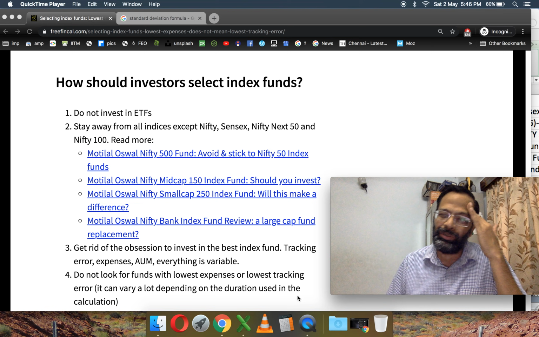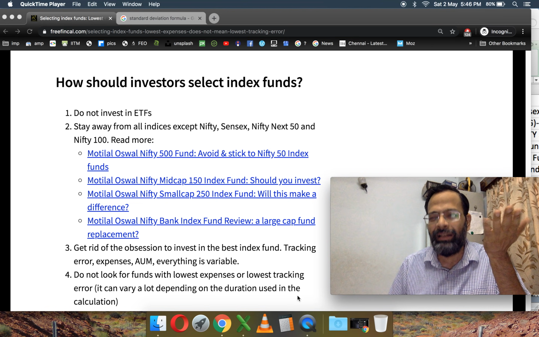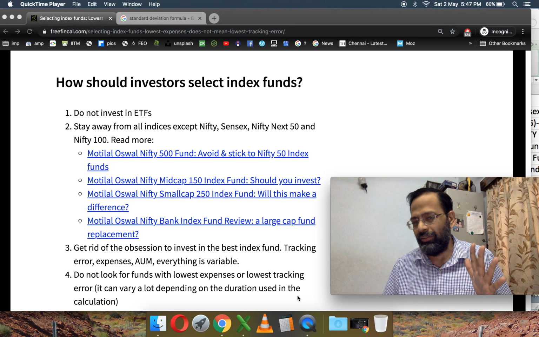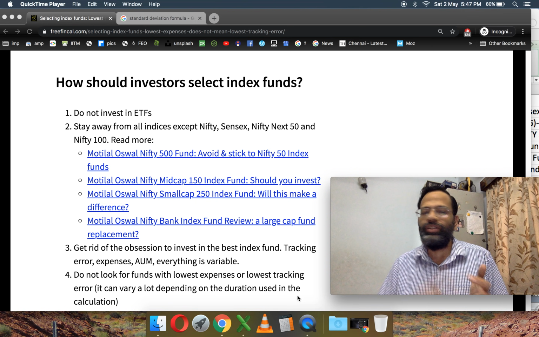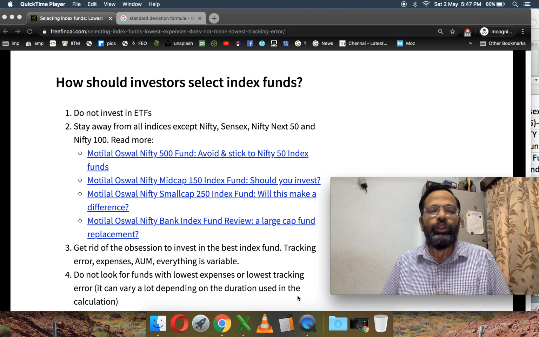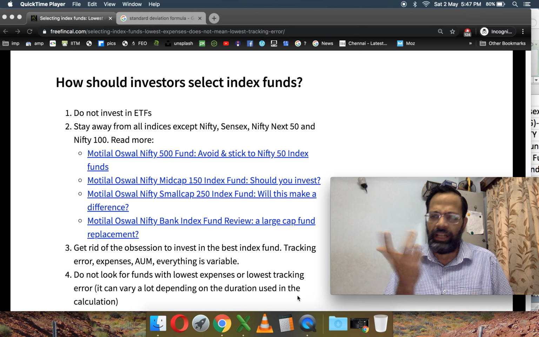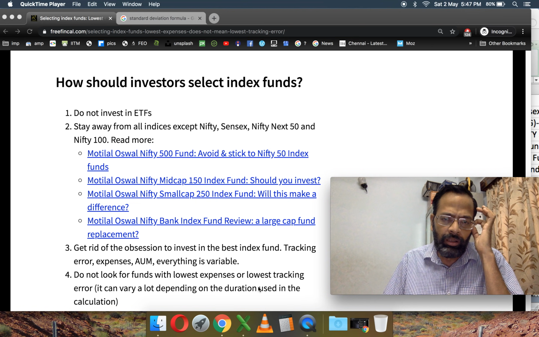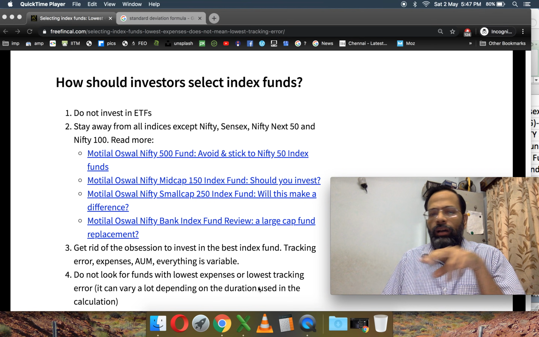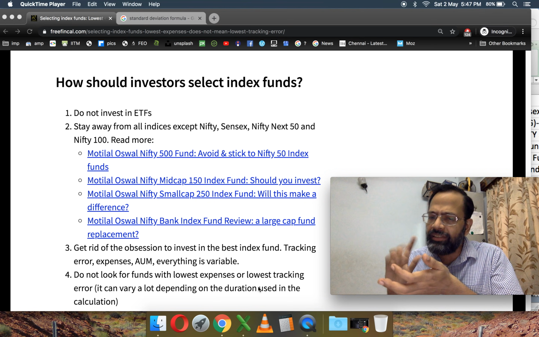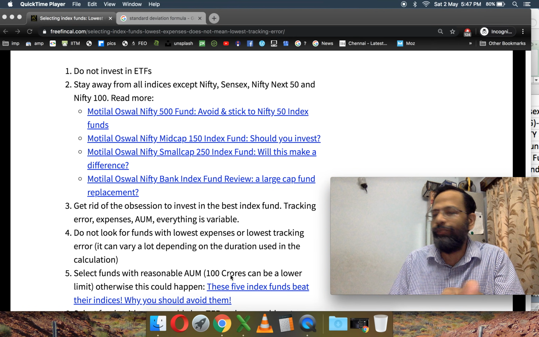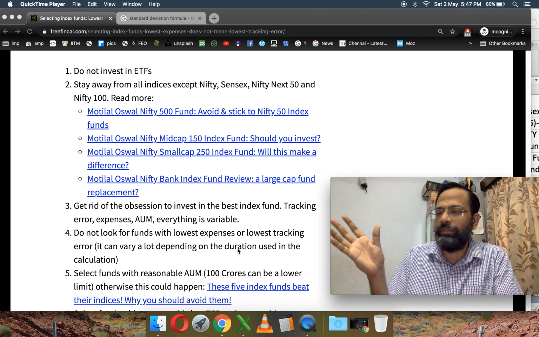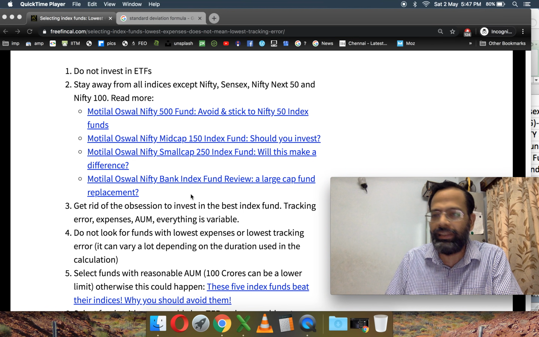Get rid of this obsession to select the best index fund. This is just annoying, and such people cannot be successful passive investors, because you have to understand everything changes. Tracking error will change, expenses will change, AUM will change. You just can't say I'm going to analyze and find the best index fund. No, it won't work like that. So please look for a fund with reasonable AUM, reasonably low expenses, reasonably low tracking error, and just have 2-3 funds as a short list. Do inky pinky ponky, get on with it. So don't overthink the whole problem.